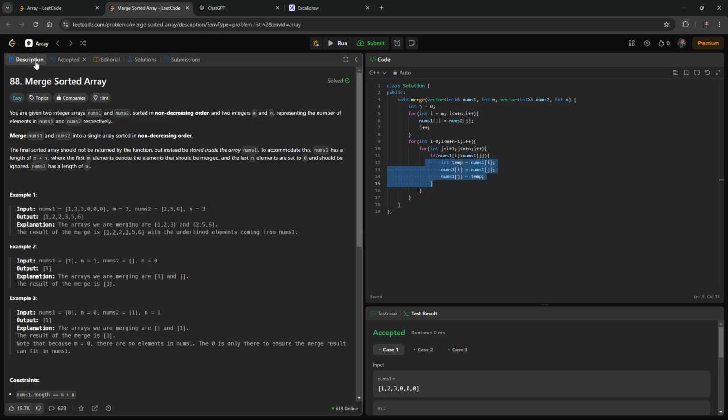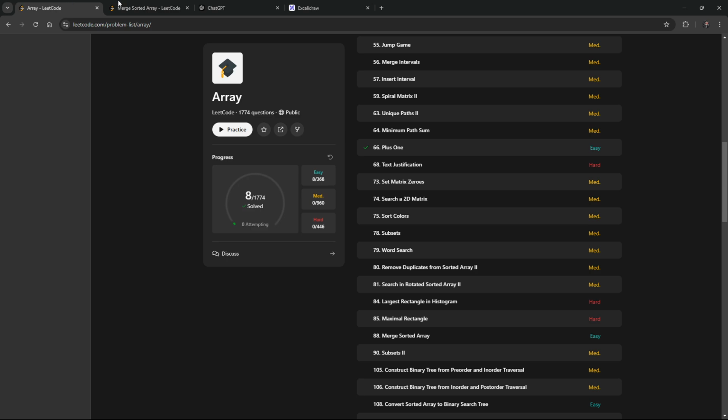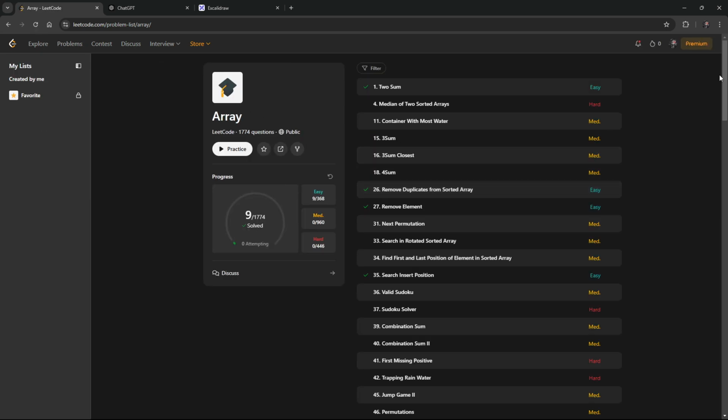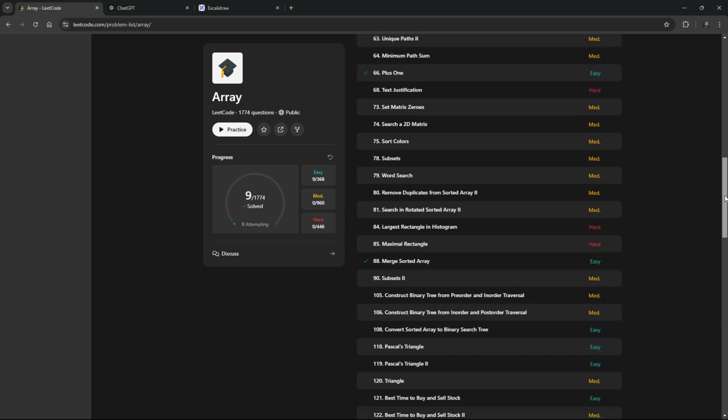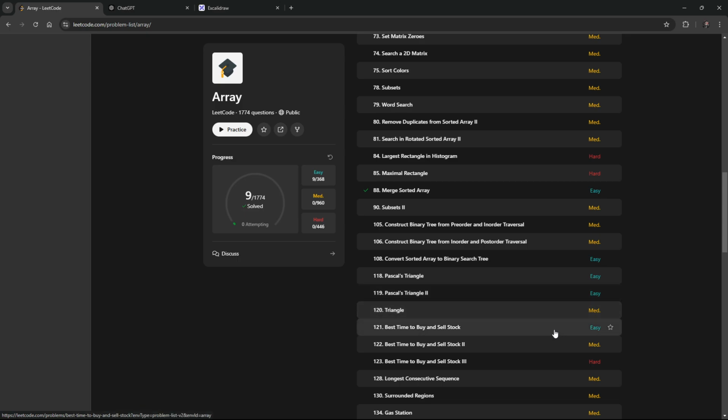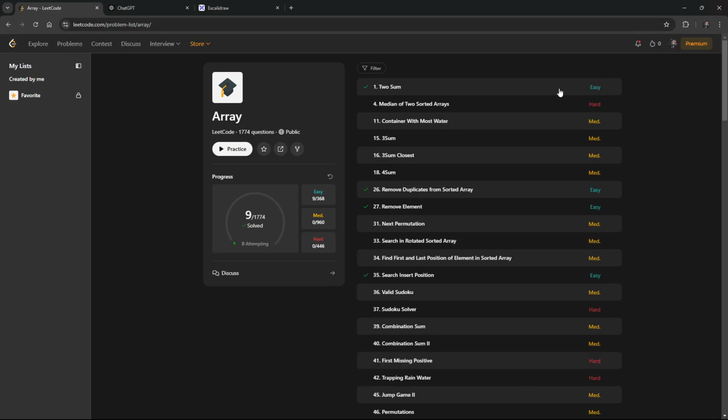Okay, should I do another question or should I leave it here? Actually, you could try another question. Let's see. Convert sorted array to binary search tree, Pascal's triangle 2, best time to buy and sell stock. I actually want to try a medium level question. Container with most water.